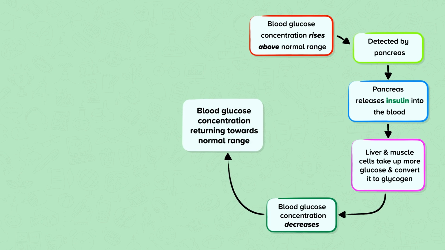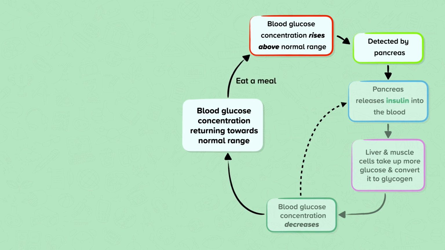But this negative feedback doesn't just involve the original stimulus being reversed or opposed. To ensure insulin doesn't continue lowering the blood glucose concentration, insulin release is reduced, allowing blood glucose concentration to be maintained within its normal range until you eat a meal or have a snack again. And then the stimulus is received again and the negative feedback cycle repeats.